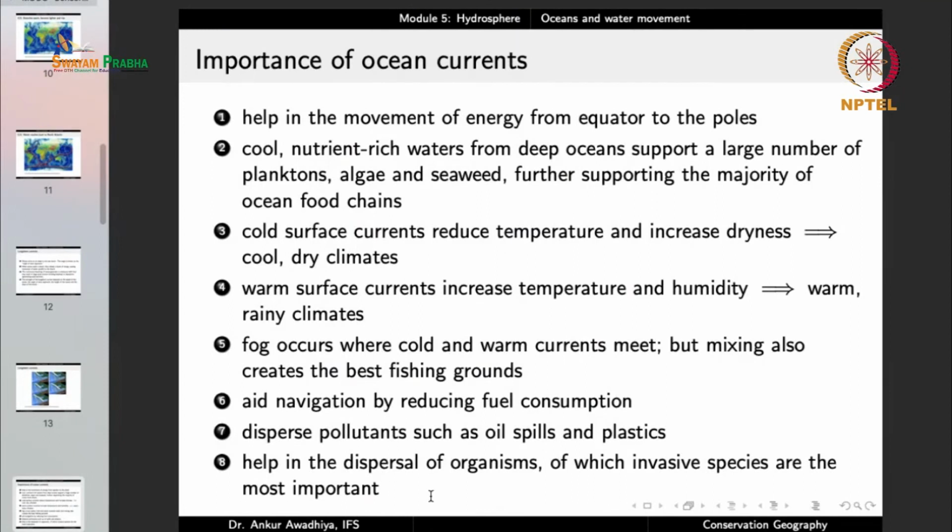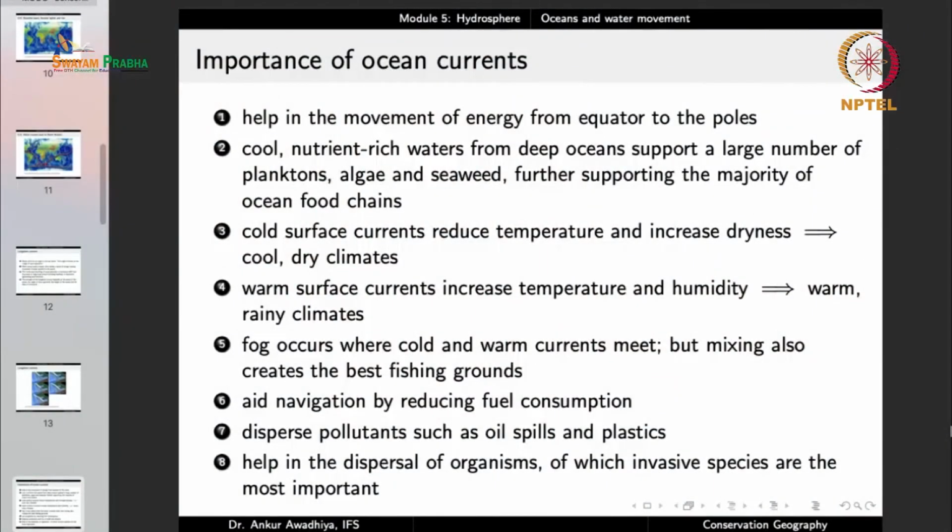And it also helps in the dispersal of organisms, of which the invasive species are the most important. So what happens is that the organisms that need to disperse can also hitch a ride. So if there is, say, a log that is floating on water, the ocean currents will take this log to very far off areas. And the organisms that need to disperse, if they are sticking to this log, will also be taken to far off locations. So it aids in the dispersal of organisms.